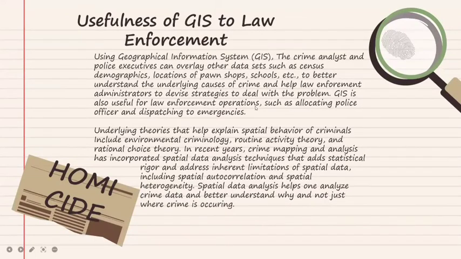Next we have the usefulness of GIS to law enforcers. Using Geographical Information System (GIS), the crime analysts and police executives can overlay other data sets such as census, demographics, locations of pawn shops, schools, etc. to better understand the underlying causes of crime and help law enforcement administrators to devise strategies to deal with the problem. GIS is also useful for law enforcement operations such as allocating police officers and dispatching emergencies.